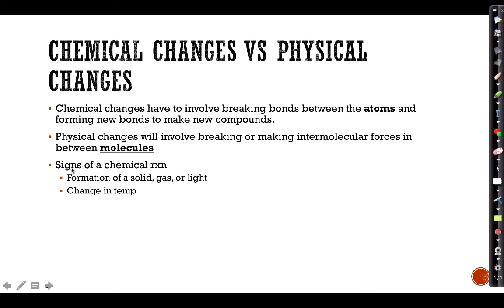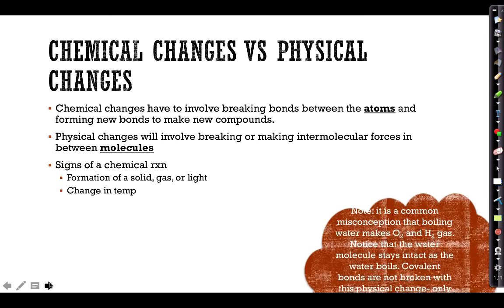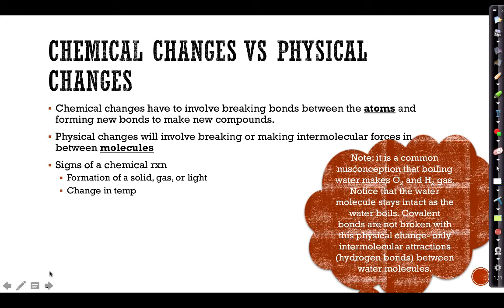Now, when you're looking for a chemical reaction, you could see the formation of a solid, a gas, or a light, or even a liquid like the formation of water. A change in temperature, but you have to be careful because a change in temperature does not always indicate a chemical reaction. So a common misconception is that boiling water makes oxygen gas and hydrogen gas, and that's not what happens. Boiling water will just separate the molecules out. So it's still water at the end. You've just separated and moved the molecules further apart.